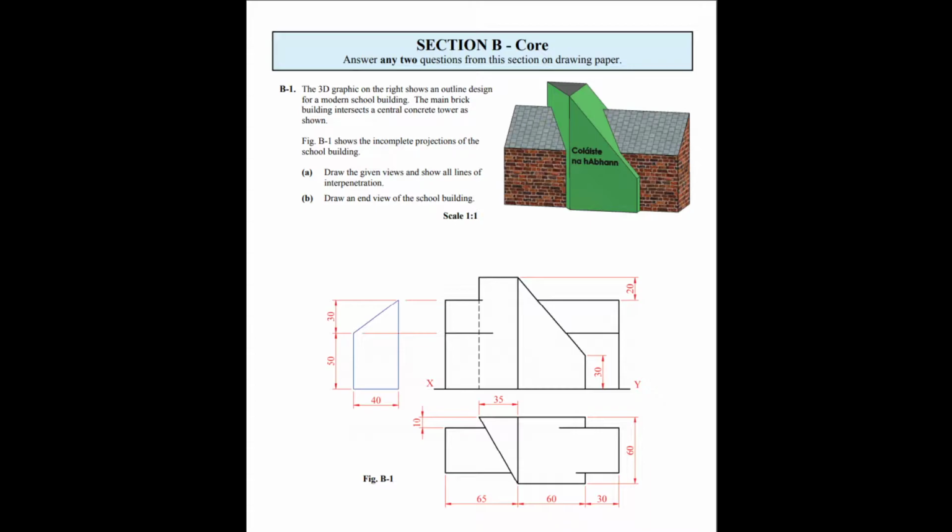I have the question half set up. We'll just read through the question first. So the first part was just general information. Then figure B1 shows the incomplete projections of the school building. Draw the given views and show all lines of interpenetration. That's the first part of it, fairly standard. And part B is draw an end view of the school building. You'll notice it doesn't tell you what side you need to draw an end view at, so you can draw it at whatever side you prefer.